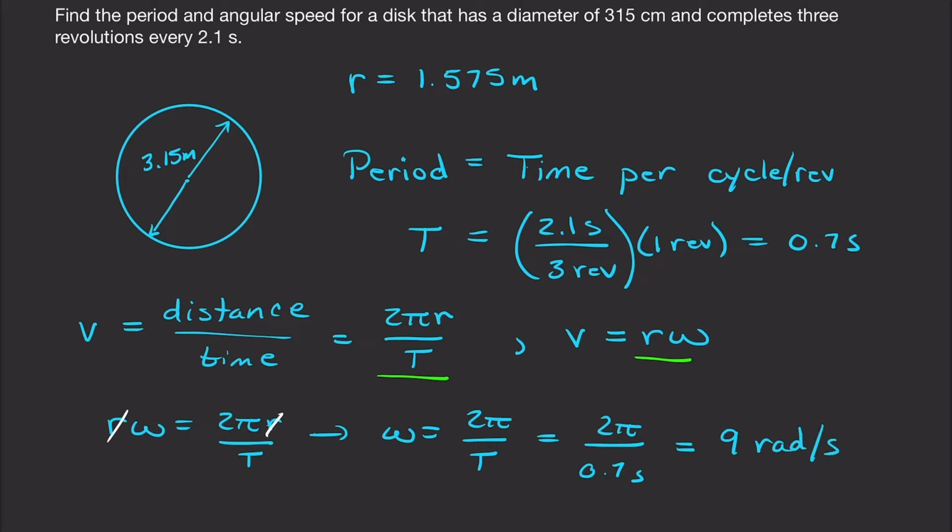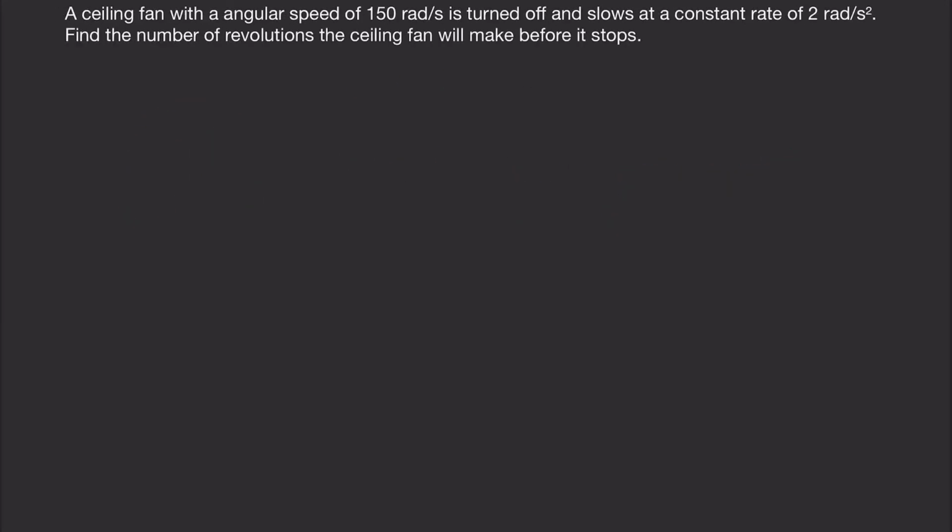In the next problem, we have a ceiling fan with an angular speed of 150 radians per second, is turned off and slows at a constant rate of 2 radians per second squared. Find the number of revolutions the ceiling fan will make before it stops.